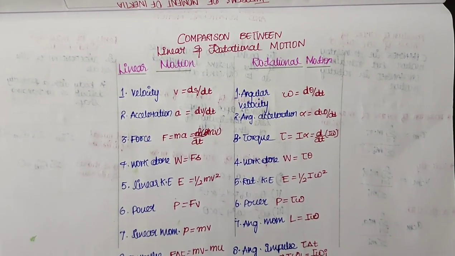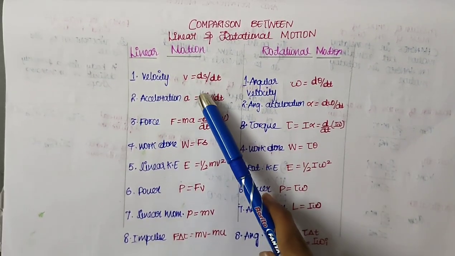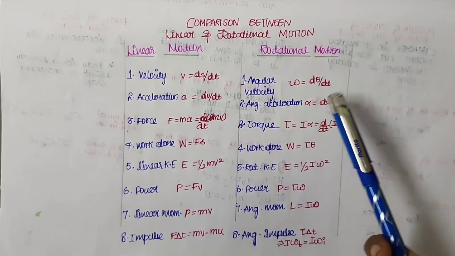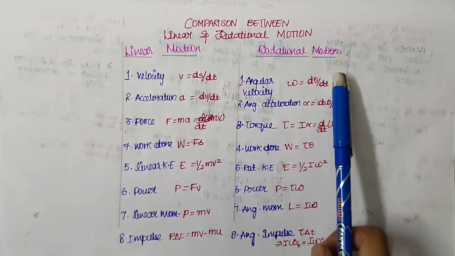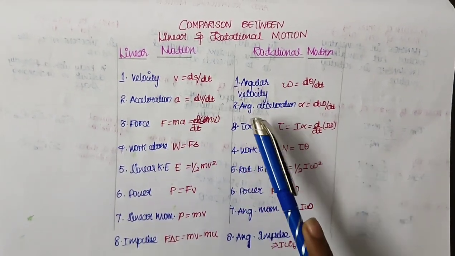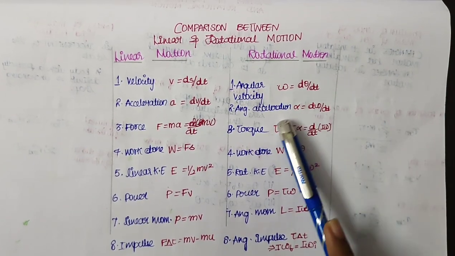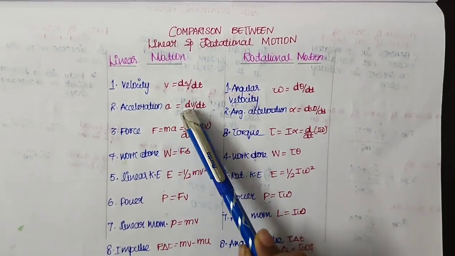And also we can note that in place of s in the rotational motion, it is denoted by theta. This is the basic difference for the velocity. Now if we talk about acceleration, a equal to dv by dt. Here the angular acceleration will be denoted by alpha. Here we are differentiating velocity, so it is dv by dt.